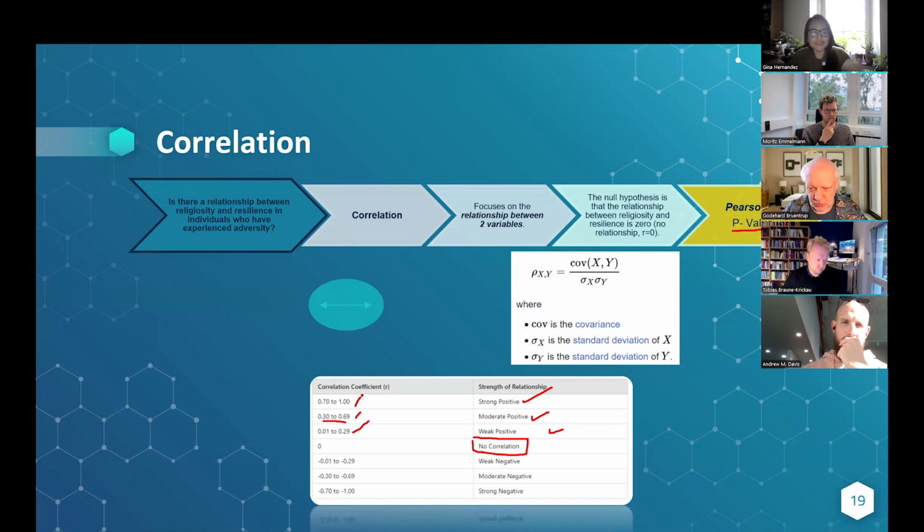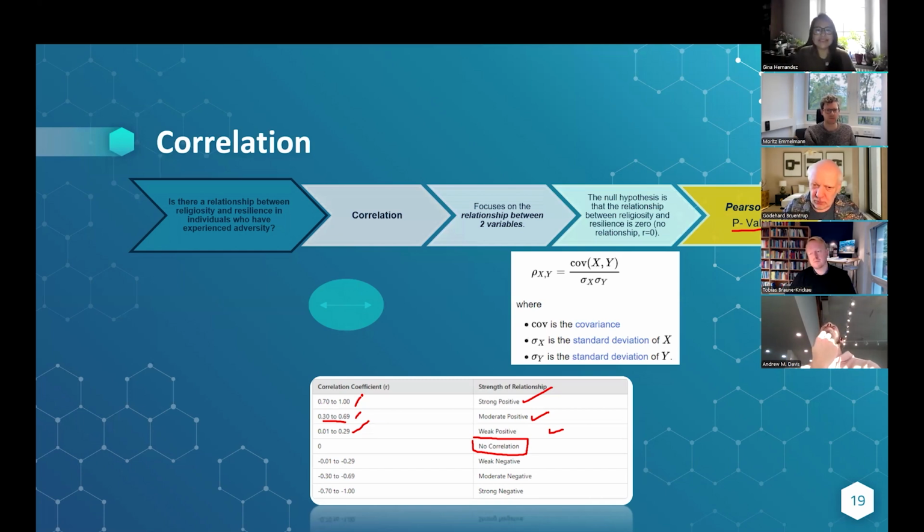So below 0.30, really weak. From 0.30 to 0.70, moderate. And above 0.70, great, really strong effect. Okay? So this is regarding correlation.